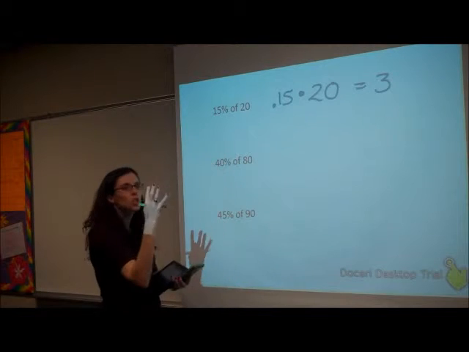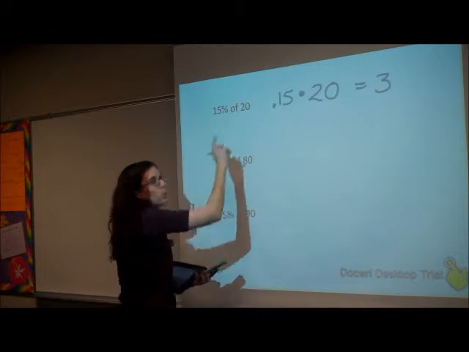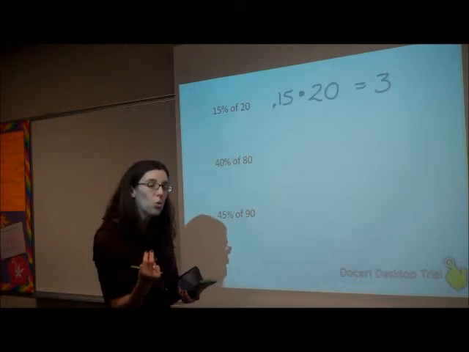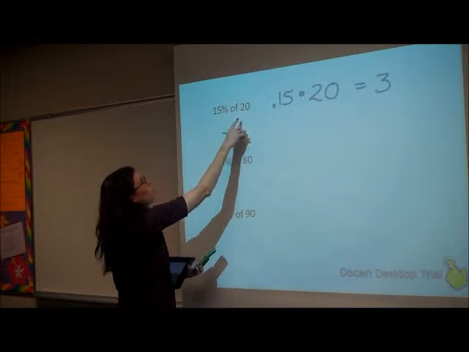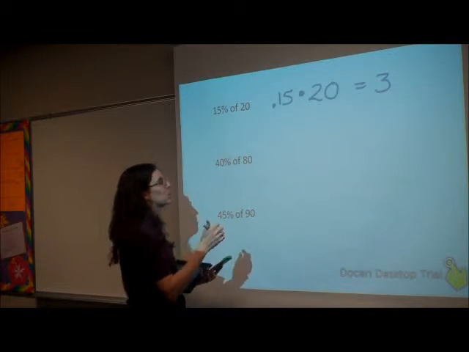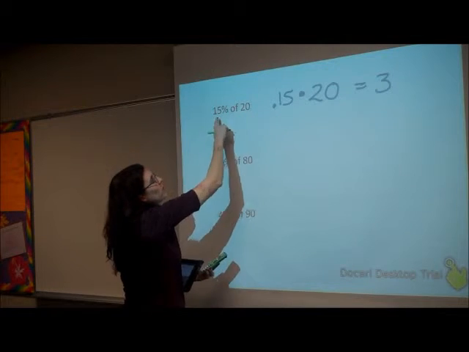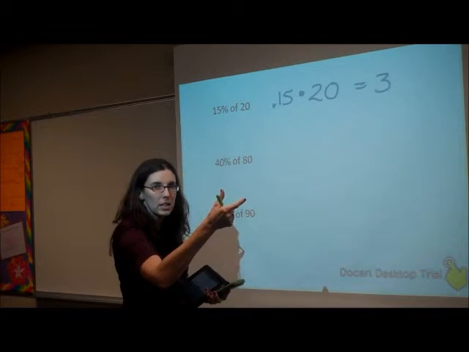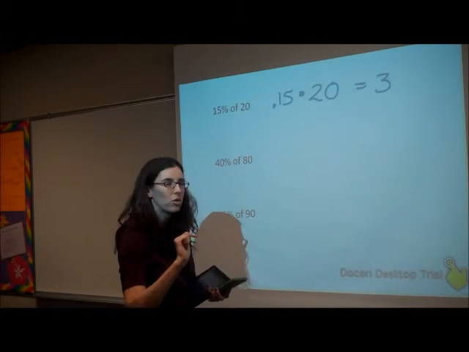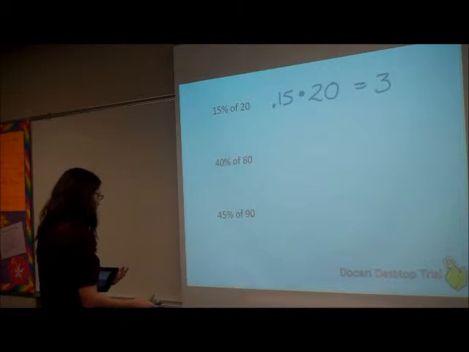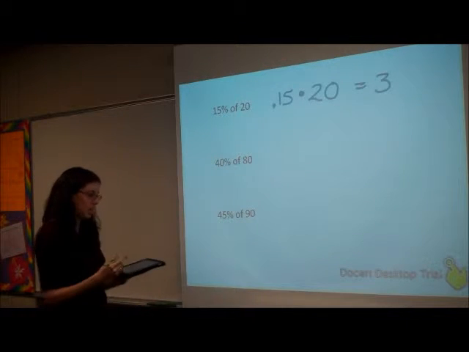So again, we're finding a portion of 20, so our answer should be smaller than 20. And if you look, just some quick estimation, 10% of 20 would be 2, because we're just moving our decimal one place with 10%. So 15% is a little bit over that 10%, so 3 is a little bit over 2.